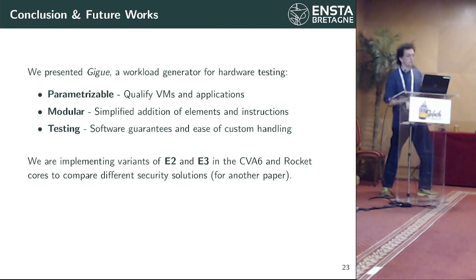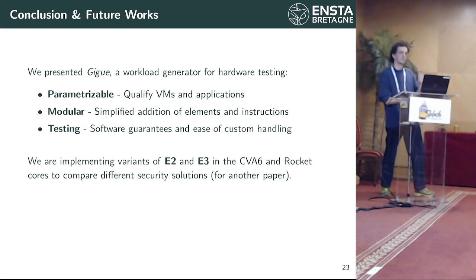We are implementing variants of E2, so the shadow stack, and E3 in an actual core. And we'd like to compare them because usually when we have a paper presenting a shadow stack, they will compare to the software version, and usually they're faster. And same thing for the example number 3. We like to have a common ground to compare different solutions and to provide insight on what would be an interesting fit for a JIT compiler.